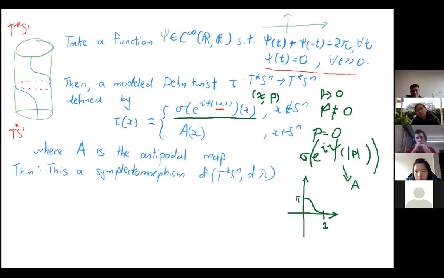The length of the cotangent vector. Yeah, p is cotangent in the normal direction. I think that the norm of x in this formula means the norm on the cotangent bundle. So the points on the 0 section have norm 0. Oh, okay, right. So it grows when it goes up.